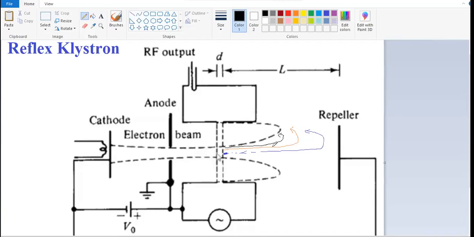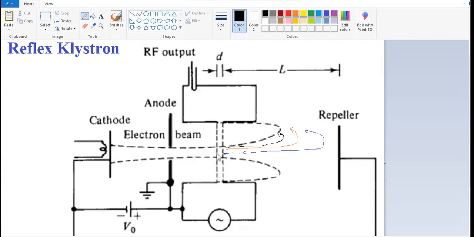So this way the velocity modulation takes place, and all these electrons are collected here. This cavity does the work of both, the buncher cavity. So the bunching action takes place this way. And this electron will be caught by the body of the cavity, and from here you will get the output signal.